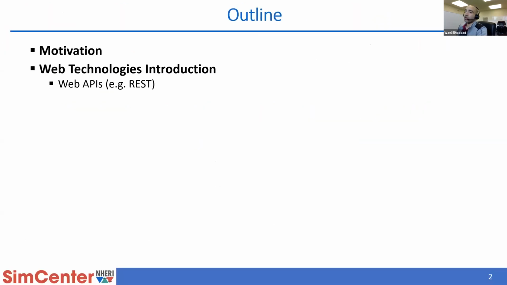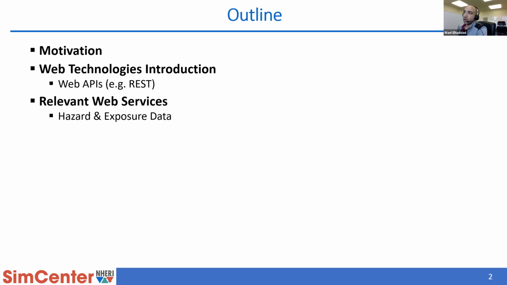So I'll give a quick outline of my presentation today. I'll start with some motivation: why we need web automation, and how we can employ web technologies in our research workflows. And then I'll give some introduction about web technologies, and more specifically, I'll talk about web APIs, what they are and how they can be useful in research.